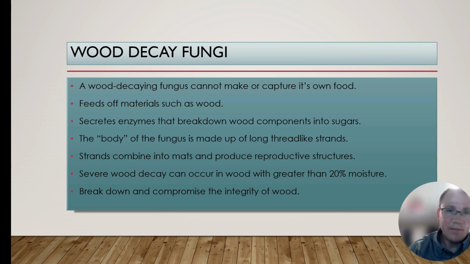And I want to stop there because you can figure out in your mind that if it's feeding off the wood, then we've got some major issues that can happen. Obviously, with a name like wood decay fungi, you already know that it's definitely doing some damage to the wood and the structure itself. The wood decay fungi secrete enzymes that break down wood components into sugars. The body of the fungus is made up of long thread-like strands. Strands combine into mats and produce reproductive structures.